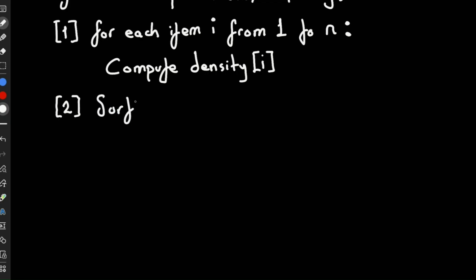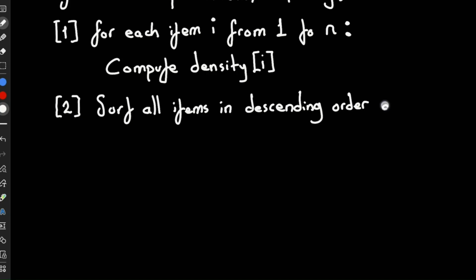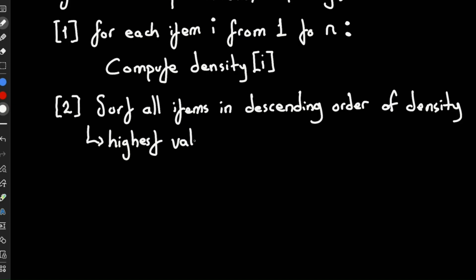So, sort all items in descending order of density. So actually that means that the highest value per weight will be the first element.